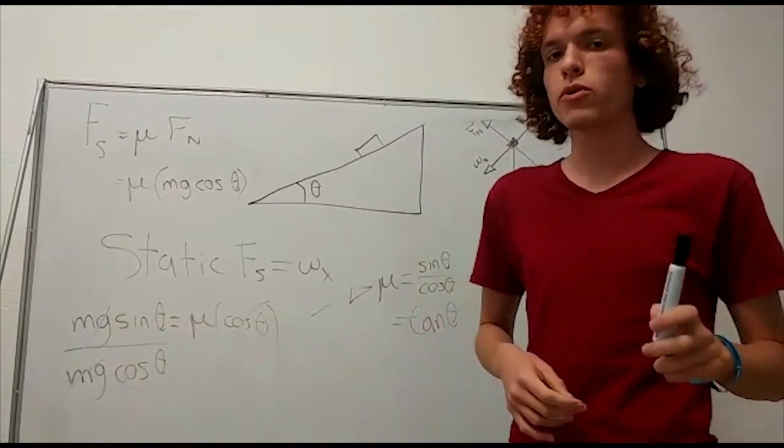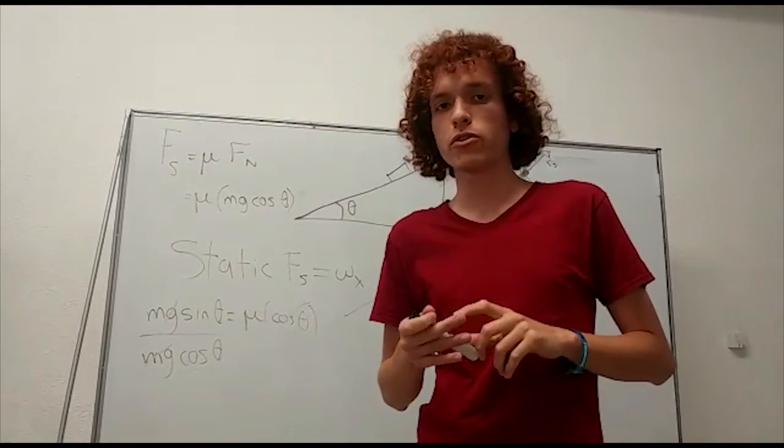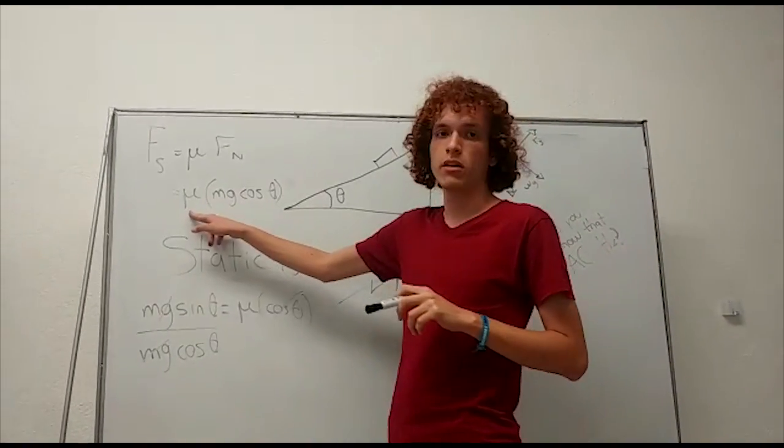Today I'm going to show you our procedure for calculating the friction coefficient, also known as mu, for two surfaces and two objects.